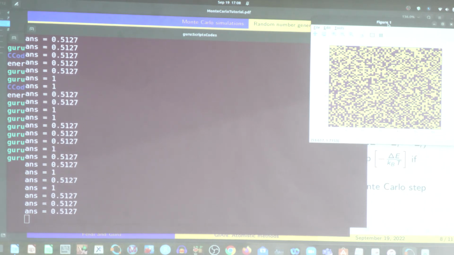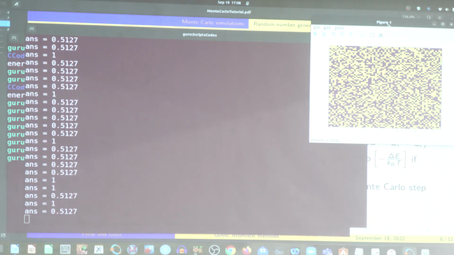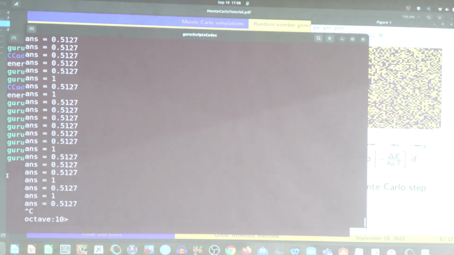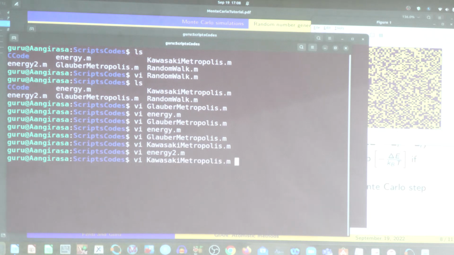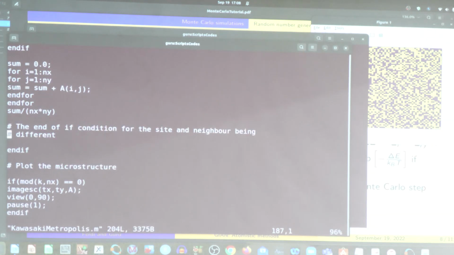Okay, can you see the checkerboard pattern that is showing up on the screen now? The red, black, red, black. So this system is ordering at the atomic scale. You can check that by changing the energies. Let us flip the energies.